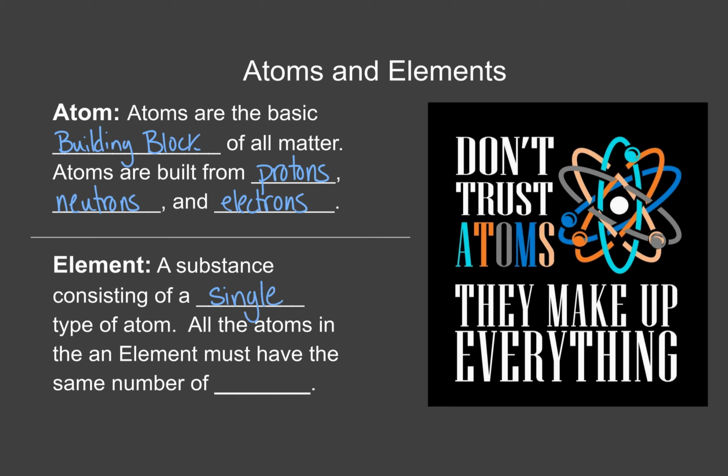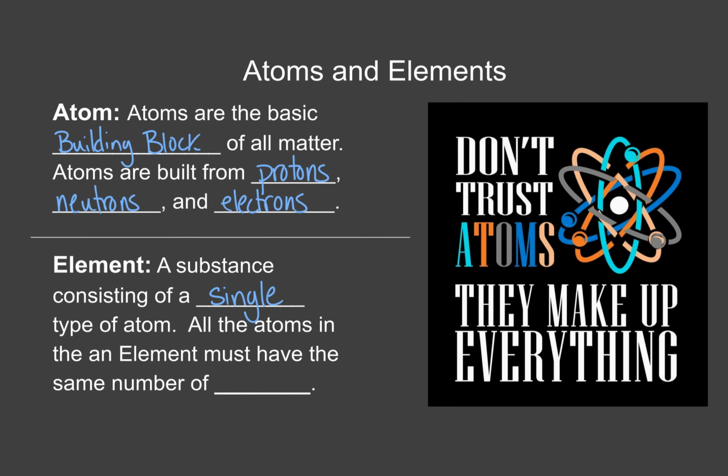An element is any substance that consists of a single type of atom. So elements can be made of hundreds of trillions of atoms or more easily, but they all only have one type of atom. So an example of an element would be oxygen gas. It's just O2. It's filled with oxygen. Or if you had a pure gold bar, there would only be gold atoms inside that element.